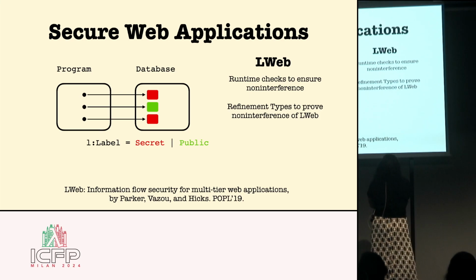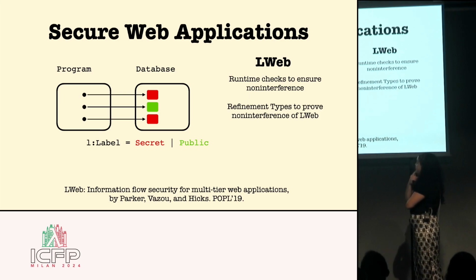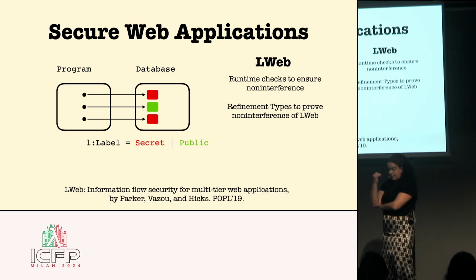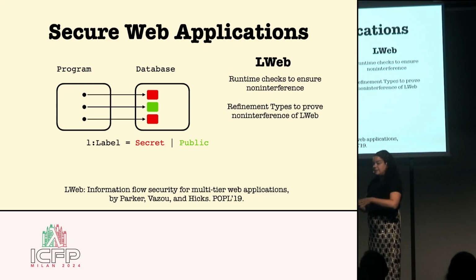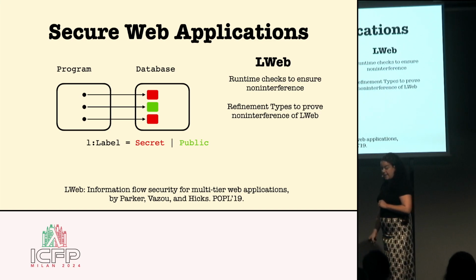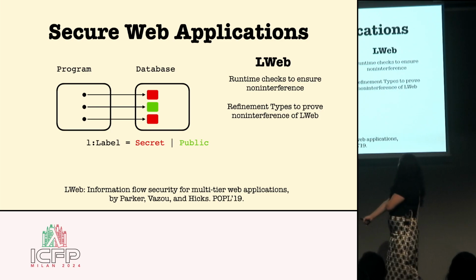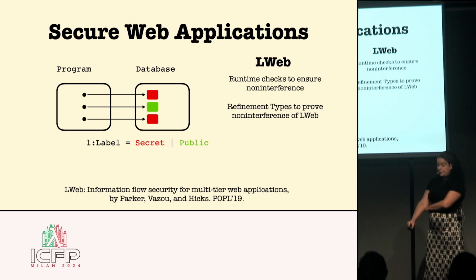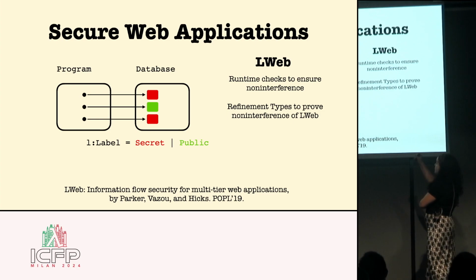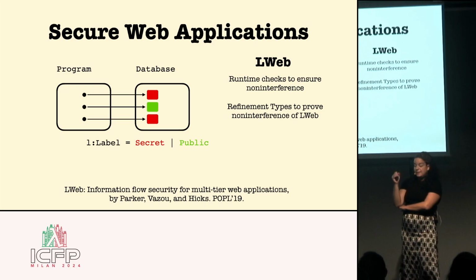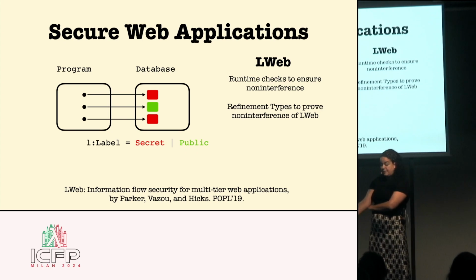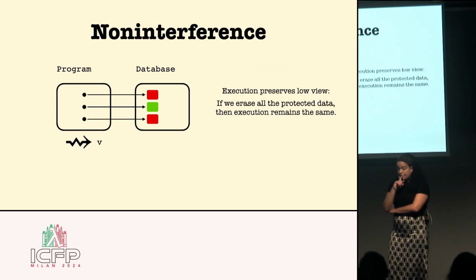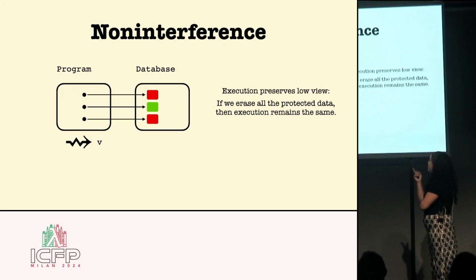LWeb is a library developed at the University of Maryland. It builds on top of the LIO IFC Haskell library, and it uses runtime checks to enforce non-interference. What we did is we proved that indeed LWeb satisfies non-interference in Liquid Haskell. And the way we proved it is by showing that execution preserves low view.